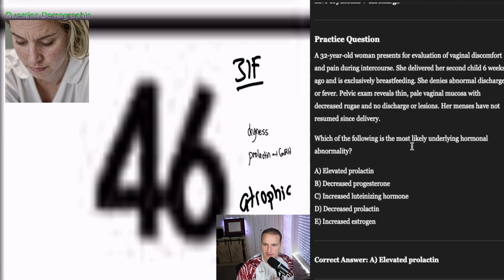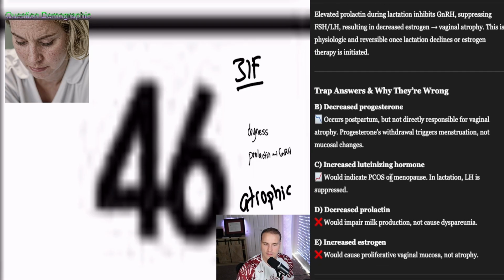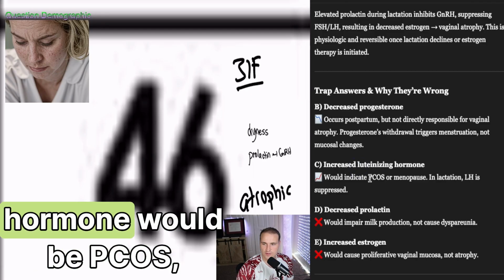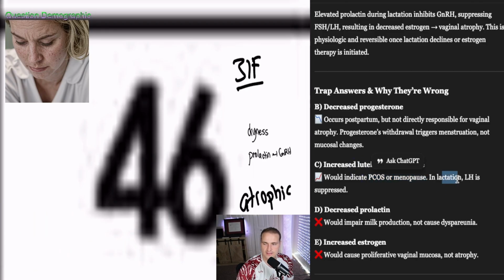But then here in our practice question, we have elevated prolactin, and that's what's causing the estrogen that's low. Menses have not resumed since delivery. Low estrogen is definitely going to be correlated to vaginal dryness. All right, here are the other answer choices. Increased luteinizing hormone would be PCOS, but here it's lactation, so this is suppressed. Decreased prolactin impairs milk production. That would not cause pain during sex. Increased estrogen. So yes, breastfeeding mothers can experience vaginal dryness.